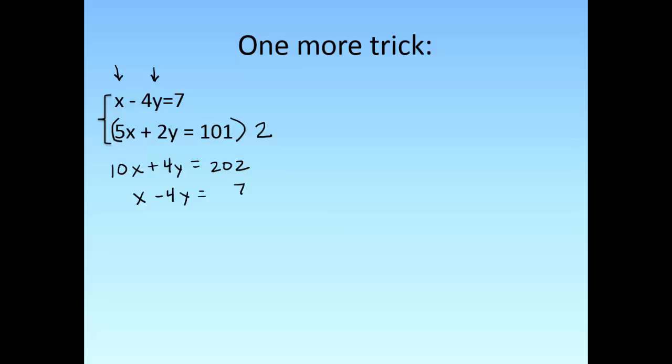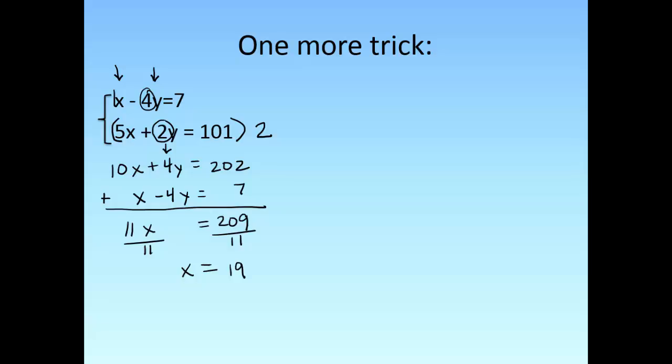Now this is turned into a system where you can use the elimination method because I've made the coefficients opposites of each other. You can do this any time that you see that one coefficient is a factor of another one, or if you have one, you can multiply it by anything and turn it into an opposite. Okay, now that I've got opposites for the y's, I'm going to add everything straight down, and I get 11x is equal to 209. So divide by 11. And that's 19. So we've got our x, and we need to plug it back in somewhere to find y.